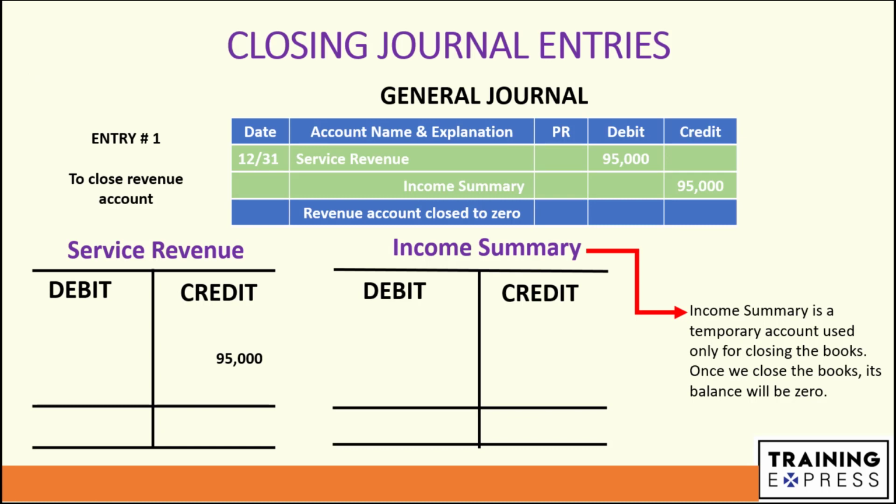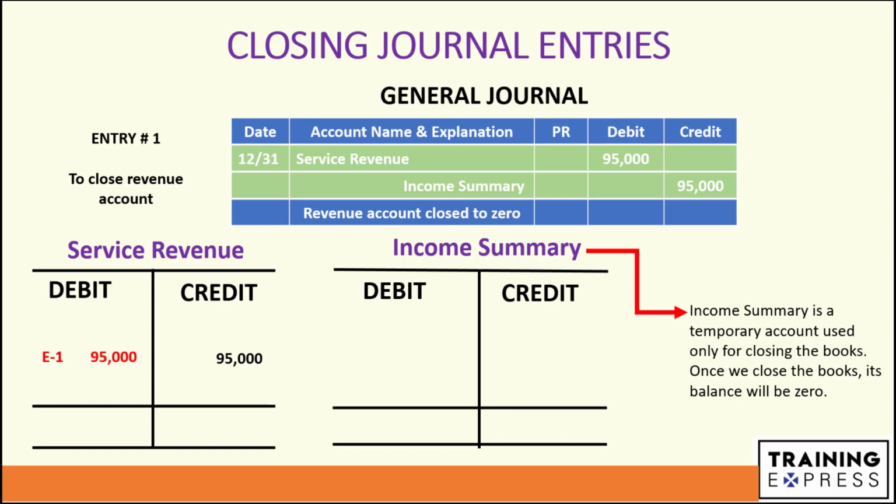First of all, we will close our revenue account. Service revenue will be debited by $95,000 and income summary will be credited by $95,000. Now let's look at the posting, and you can see the two ledger accounts appearing here, service revenue and income summary. Service revenue has got a balance of $95,000 on the credit side, which is normal. And now because we want to make the balance of this account zero, we will post this journal entry. So service revenue will be debited by $95,000. And now the ending balance here is zero.